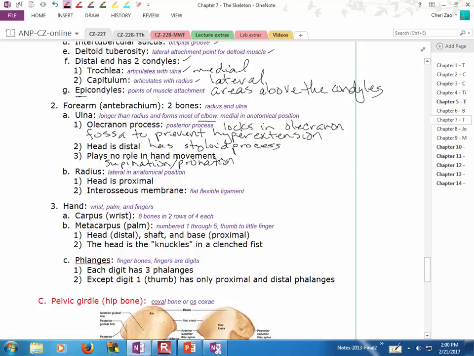Our radius is lateral in the anatomical position, and the head is proximal. And we have this interesting ligament. The interosseous membrane is a ligament, and it runs in between the radius and the ulna and keeps them attached to one another and allows for that interesting crossing to actually keep things stable and not slipping.